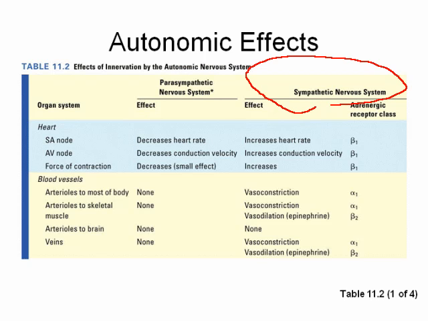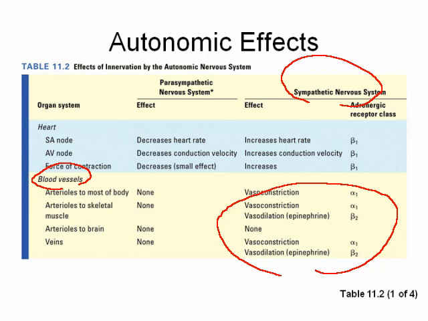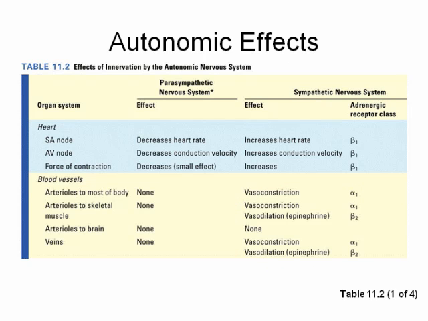Sympathetic nervous system increases heart rate through beta-1 receptors, increases conduction velocity, again, that is the movement of depolarization through the electrical conduction system of the heart, again by beta-1 receptors, and increases the force of contraction, again by beta-1 receptors. Sympathetic nervous system does work on blood vessels. It works on them in many ways. First of all, norepinephrine binding to alpha-1 receptors causes vasoconstriction, that is a decrease in diameter of the blood vessels.